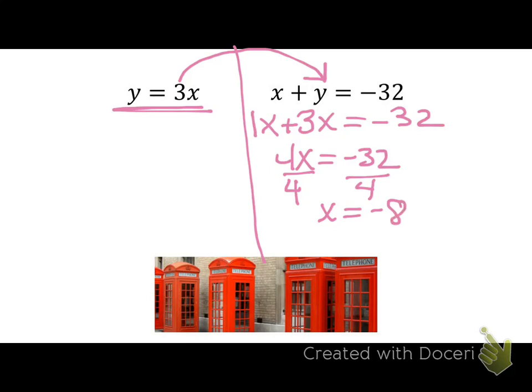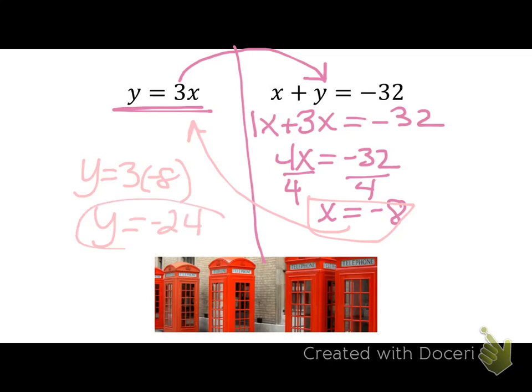Well, my answer always comes in points, so we have our x part. Now we've got to figure out y. So we're going to plug it in for x, because this way we can figure out what y is. Negative 8 times 3 is negative 24. So our point then would be negative 8, negative 24. If we were graphing that to figure it out, that would be really far off our graph. So that's why we're learning different ways to find the solution of these systems.